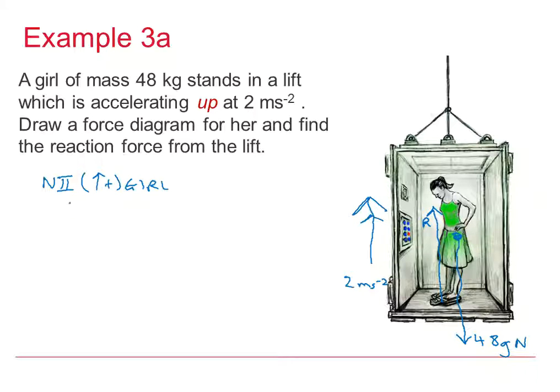R is an upward force, so that's positive R. The 48g, I can see on the diagram, is pointing downwards, so that's a negative force. The total net force acting on the girl equals mass times acceleration. The mass is 48 kilograms, and I can see here the upward acceleration is 2. So the reaction force acting on the girl's feet is 570 newtons. And that's to two significant figures.